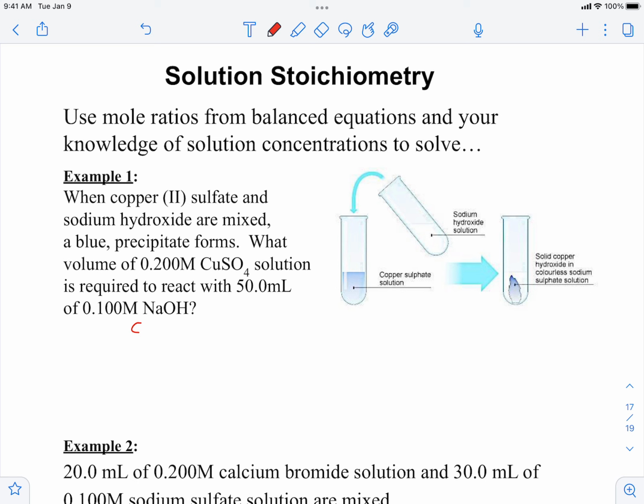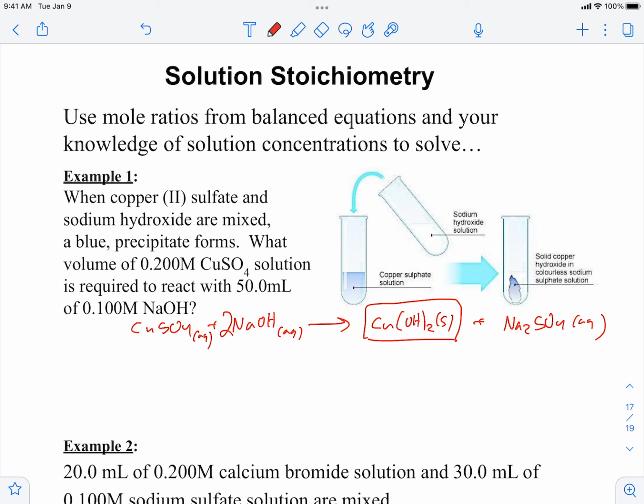So CuSO4 plus NaOH, right? Of course, they are solutions first, so both of these are aqueous. We get our copper hydroxide, which we assess to be the solid. And we also have sodium sulfate, which is aqueous. And we'll do some balancing here. It's going to be a 2 there. And that's it. Okay.